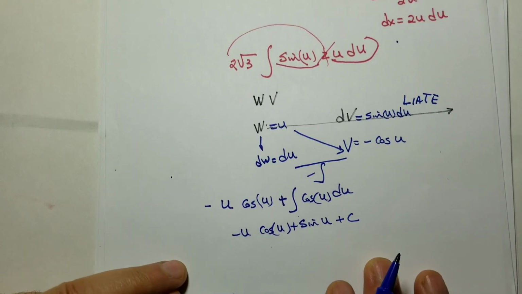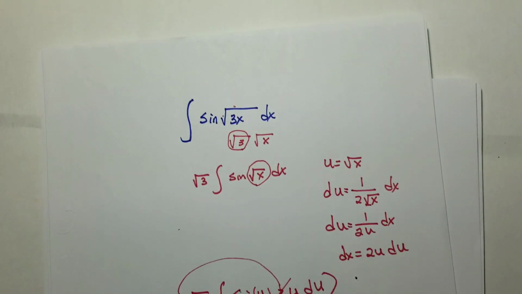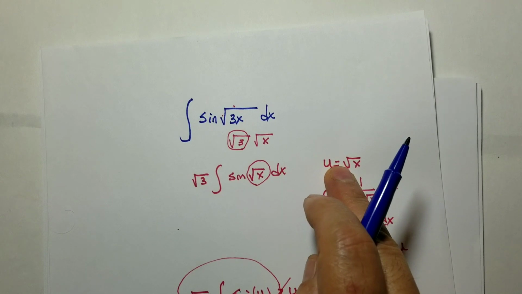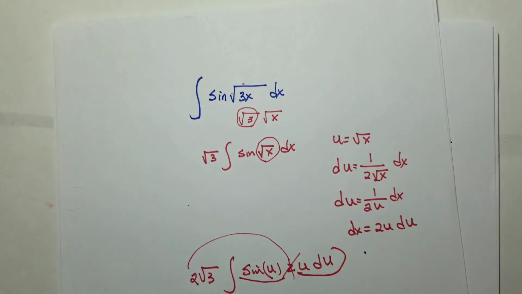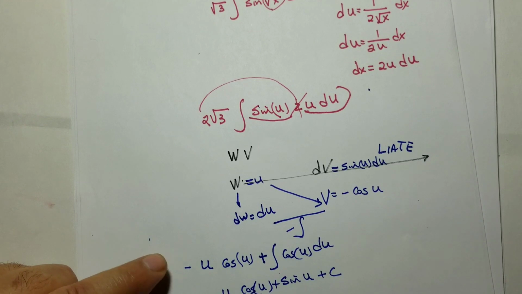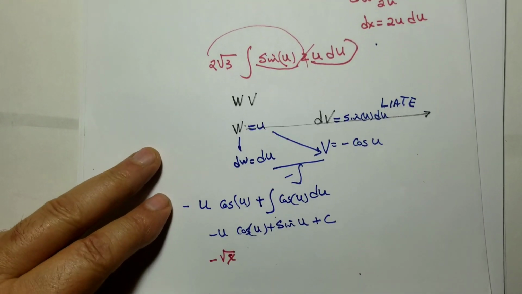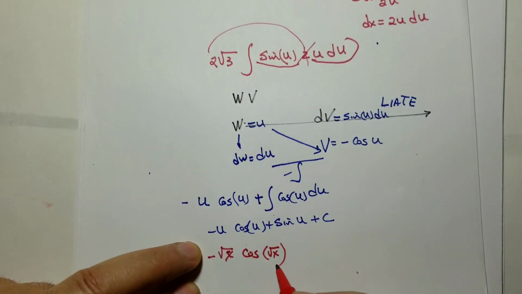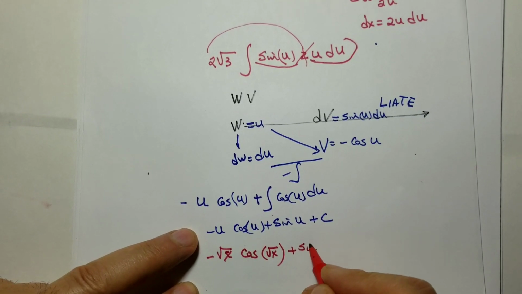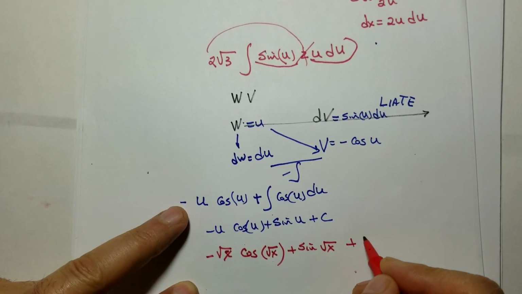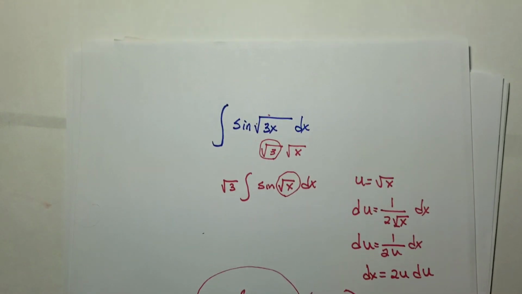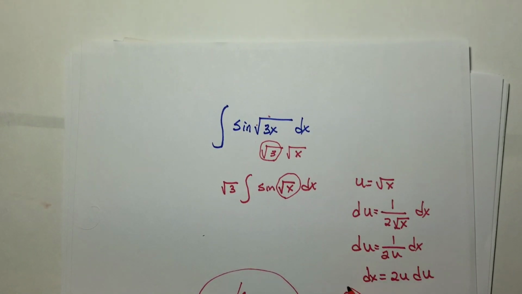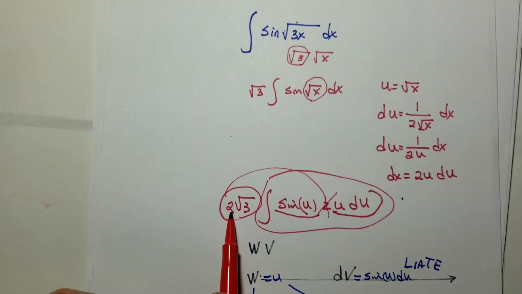Tell me what was your u. My u was the square root of x. There I go right here, and I said negative square root of x. I have to do some more stuff, but I'm going to do it in a minute. Square root of x cosine of the square root of x plus sine of the square root of x plus c.